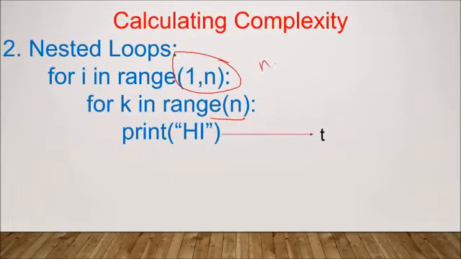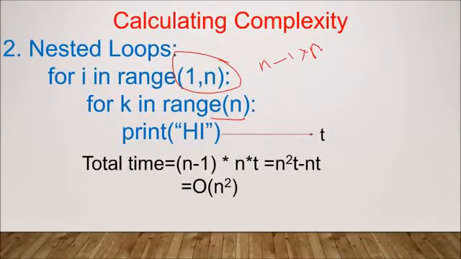This will result in n minus 1 and this will result in n times. So the total time that will be required will be n minus 1 into n. So the total time will be n minus 1 into n into t, obviously, because that is a constant time. When we open it, it will result in n square t. Here the dominant term is n square t. So the constant is ignored and the big O notation will be n square.